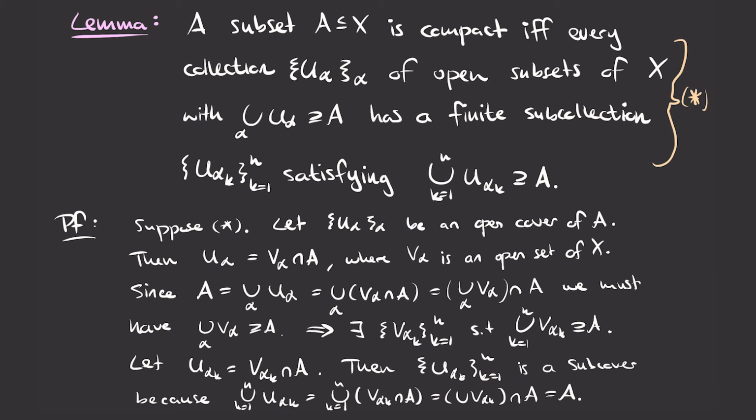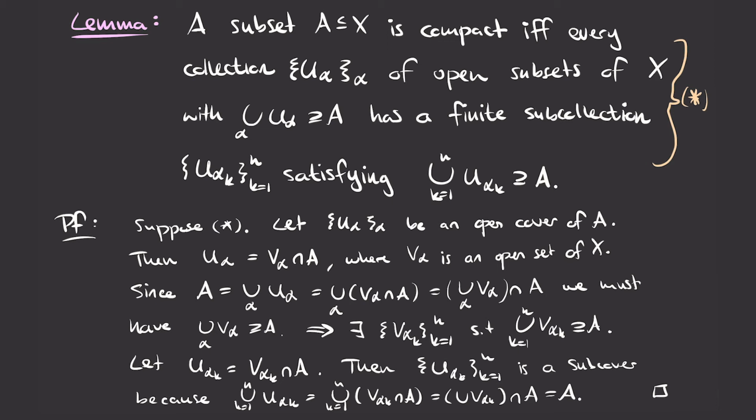In summary, we've taken an arbitrary open cover of A, and we've shown that it has a subcover which is indexed by a finite index set, and this is exactly what we need in order to show that A is compact in the subspace topology.